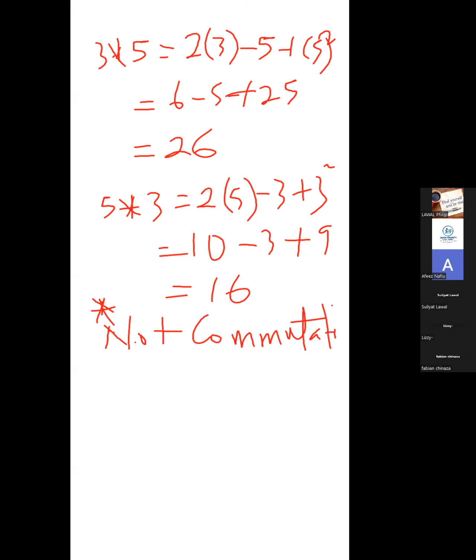So tonight, I've been able to deliberate more on closure and commutativity. We still have other properties to deal with. Hoping that by next week, we'll go ahead and do associative, distributive, identity, and inverse. 4 more properties to deal with. And then we are done on binary operations.